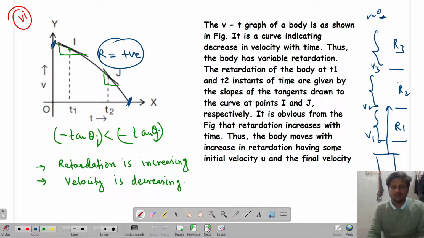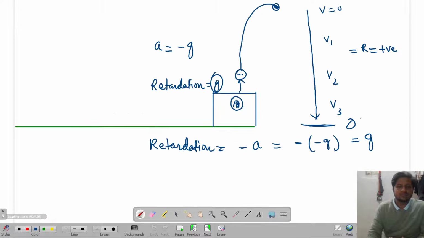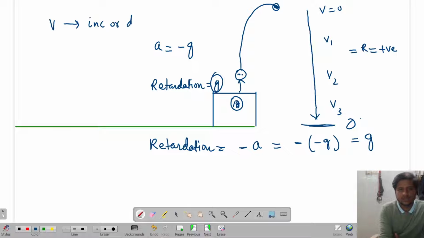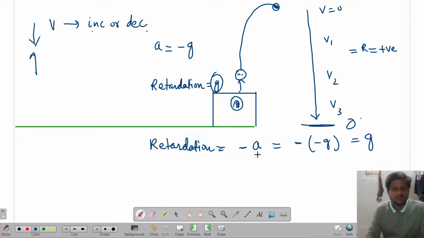If someone asks you some kind of problem, just try to think what is happening: acceleration, retardation. Then try to plot it. First, check whether velocity is increasing or decreasing. Second, check whether it is increasing or decreasing uniformly or not. If it is uniform, you have a straight line graph. Then check whether the change is along the direction of motion or opposite to the direction of motion. If it is along the direction of motion, it will be retardation. If it is opposite to the direction of motion, again it will be a case of acceleration.